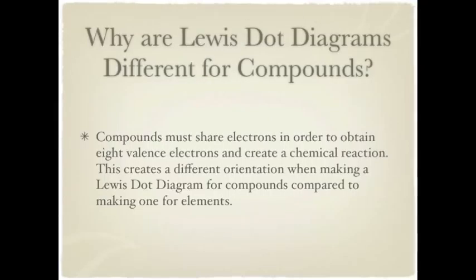Why are Lewis dot diagrams different for compounds? Compounds must share electrons in order to obtain 8 valence electrons and create a chemical reaction. This creates a different orientation when making a Lewis dot diagram for compounds compared to making one for elements.